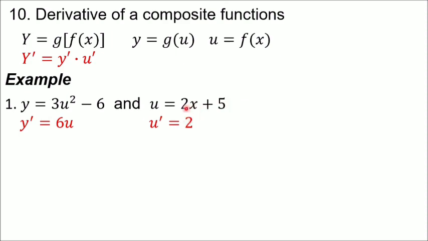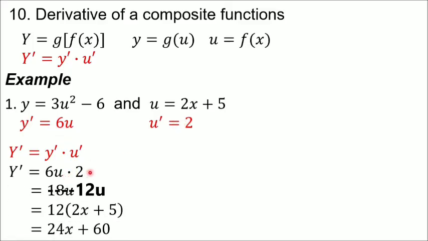That's our u prime. And then substituting in this formula, our y prime, capital Y prime equals small y prime times u prime. So i-multiply lang natin 6u, that's y prime, times 2. So it becomes 6u times 2 is 12u. So since our u is expressed in x, we have to substitute u with this 2x plus 5. Kaya magiging 12 times u na 2x plus 5. So 12 times 2x is 24x. 12 times 5 is 60.